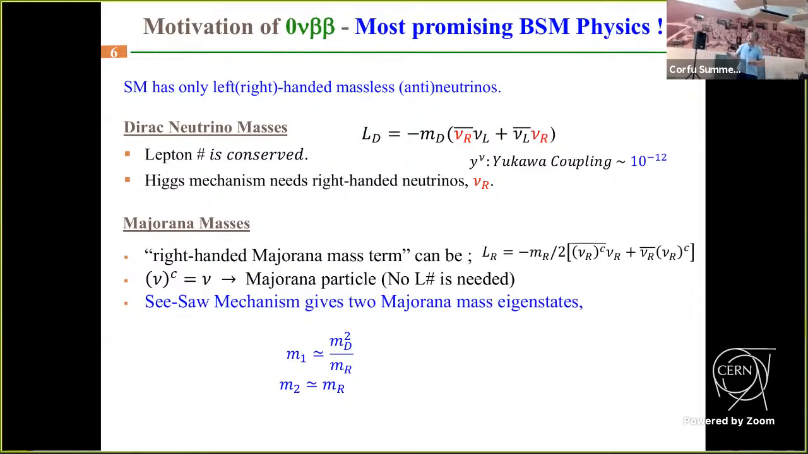As motivation for neutrinoless double beta decay, I think this is the most promising beyond-standard-model physics. For Dirac massive neutrinos, we need a right-handed neutrino and a very small Yukawa coupling, which is maybe difficult on the theoretical side. For Majorana masses, if you include the right-handed Majorana mass term, the neutrino and the antineutrino can be the same particle, and lepton number conservation is not needed. The seesaw mechanism gives two Majorana mass states, one very small and one very large, which reproduces the experimental result.